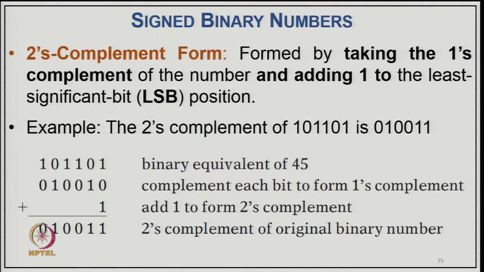So, it is also not very difficult to get the second complement of a binary number. Just take the complement of all the bits and add 1 to the least significant position, and that becomes the second complement number of the original binary number.